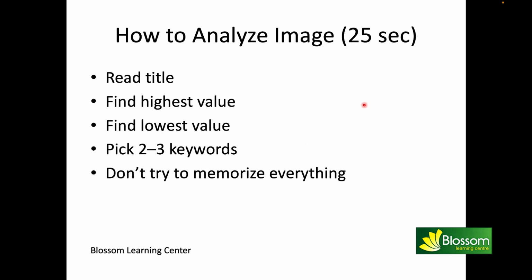So how do we analyze an image? In 25 seconds, what should we do to get the maximum score? First of all, we have to read the title and identify the type of graph. It's very important to identify whether it is a line graph, pie chart, or another type. After that, read out the title. Find the highest value in your graph, find the lowest value, and pick 2 to 3 keywords or notable things happening in your image to get the score.